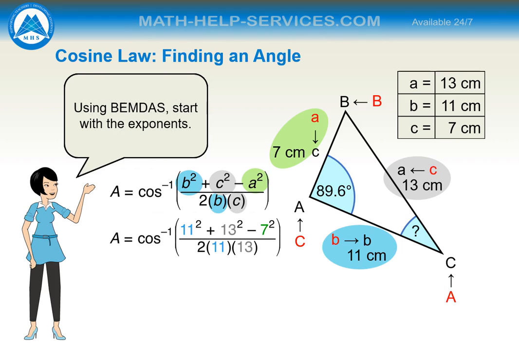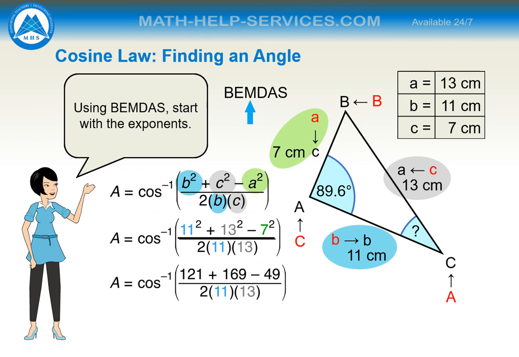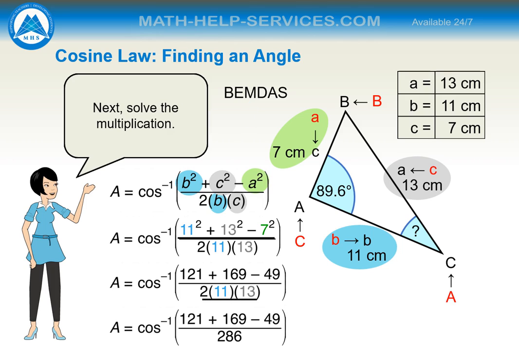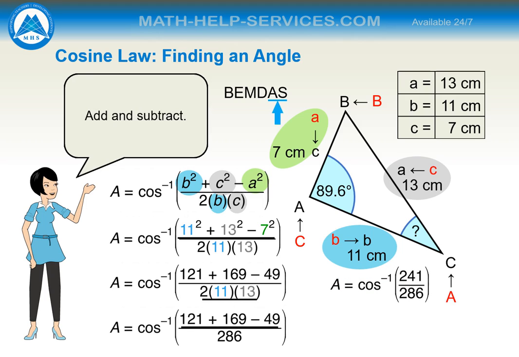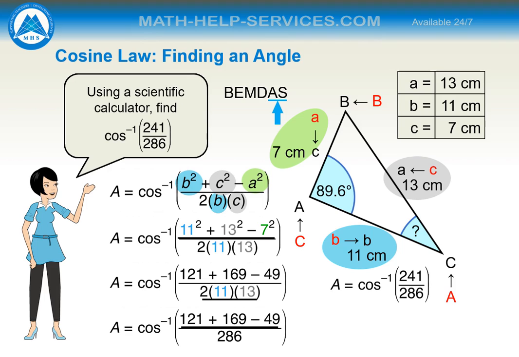Now use BIMDAS, starting with exponents. Then we multiply on the denominator. Then we add and subtract in the numerator. Now we use a scientific calculator to find the inverse cosine of 241 divided by 286. And that's 32 6/10 degrees.